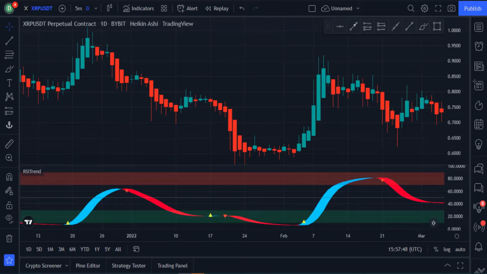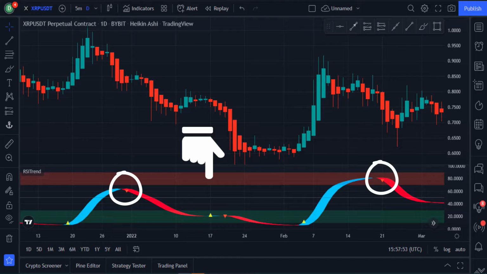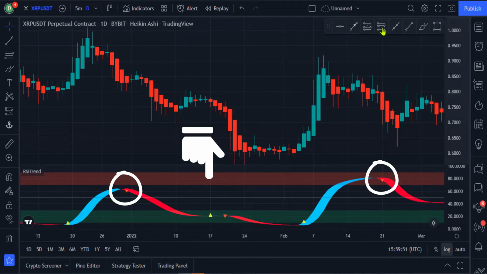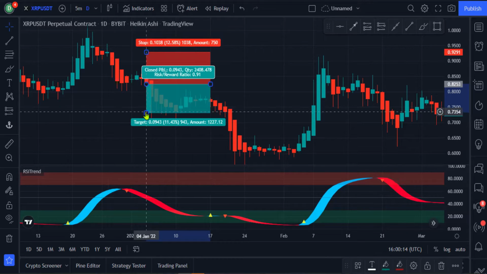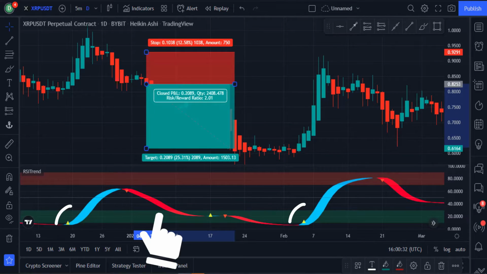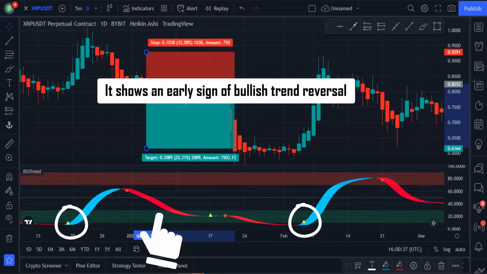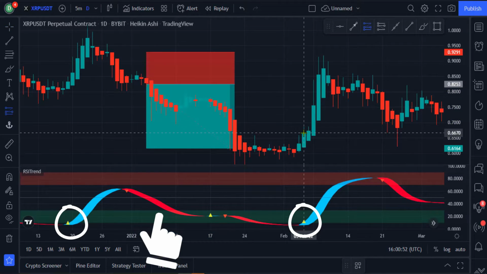Now, the idea behind this indicator is that when the price is in the overbought region and you get this red arrow, it shows an early sign of bearish trend reversal. Then you will take a trade entry short. And when the price enters oversold and you get this yellow arrow, it shows an early sign of a bullish trend reversal. Then you will take a trade entry long.